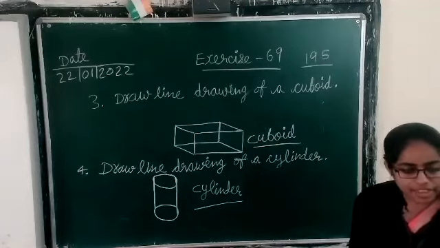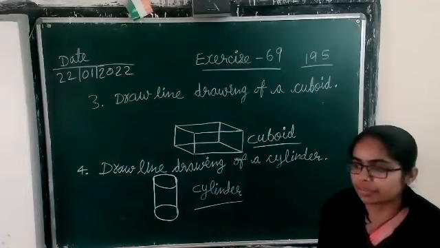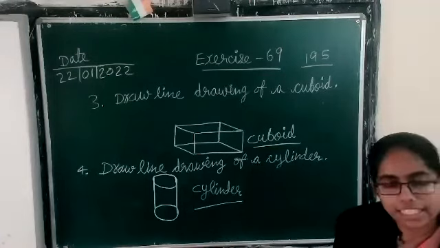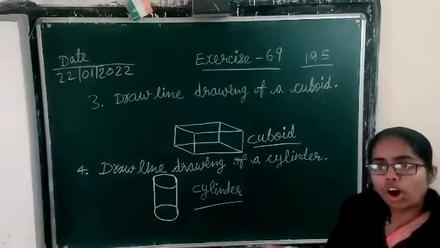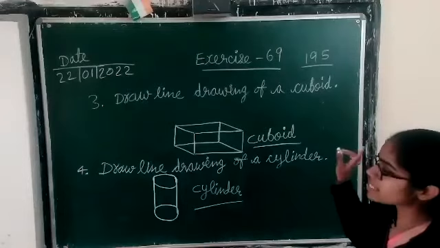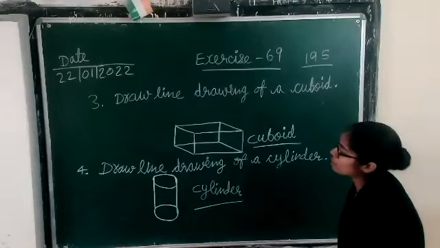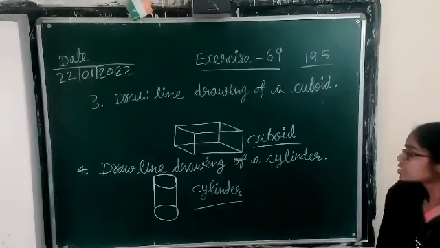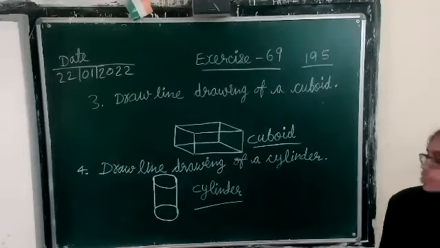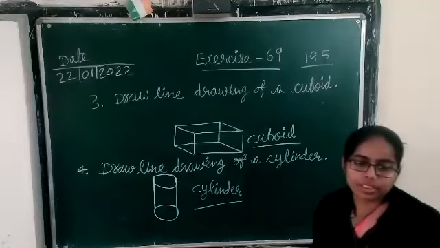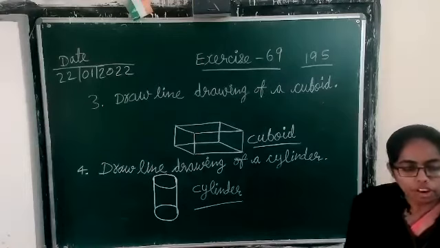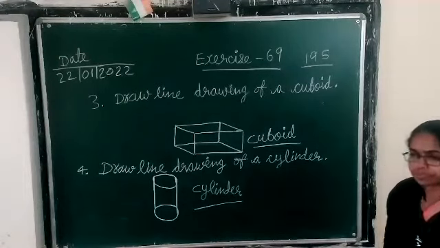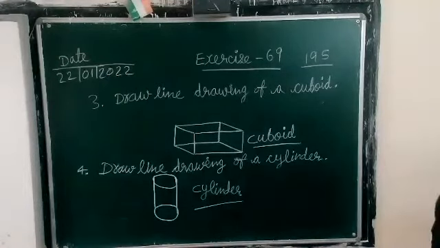See, exercise 67 we have done in the copy, one question, which I sent in the PDF yesterday. And 68 you don't have to do in the copy. Nothing you have to do in the copy. 68, all you have to do in the book itself. Exercise 69 you have to do in the copy, these two questions. Draw line drawing of a cuboid and draw line drawing of a cylinder. Finish this much, then we will move to question number 5 of the same exercise. Draw this.